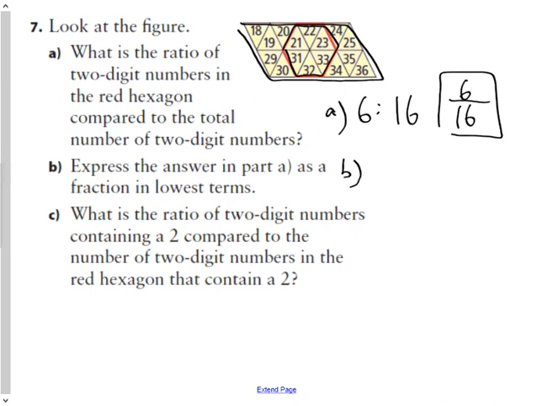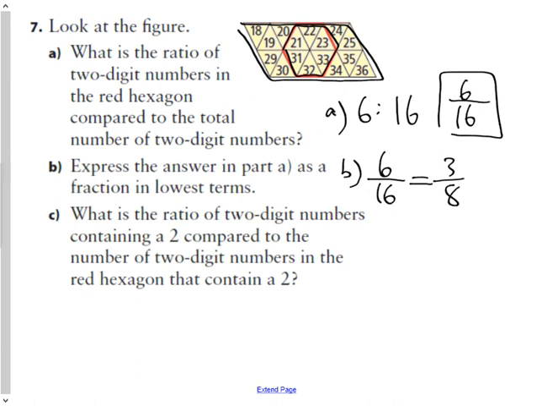For question B, express it as a fraction in lowest terms. Since it's a part to whole, we'll start with that. Both are divisible by 2, which would leave us 3 with 8, and that is the ratio in lowest terms of the numbers in the red hexagon to total numbers in the parallelogram.